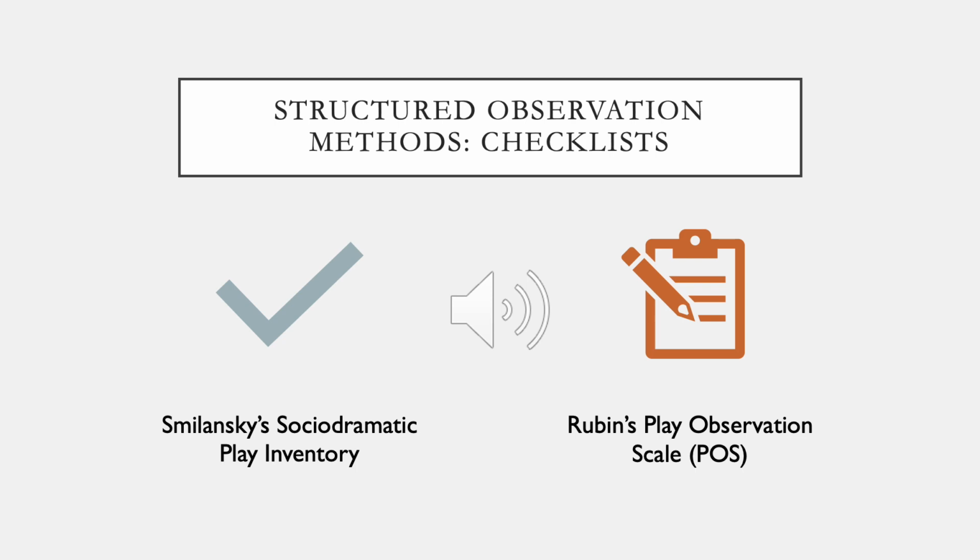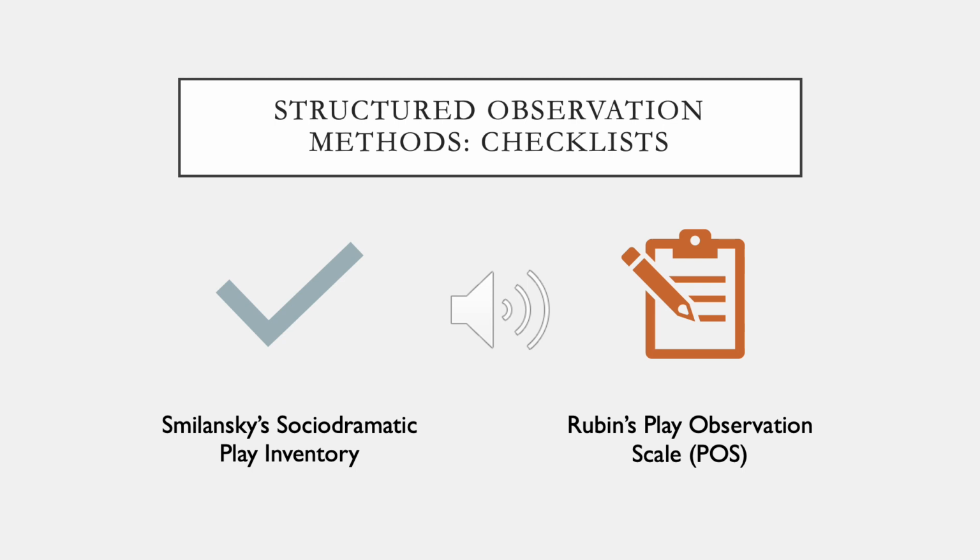But as I was saying, Smilansky's sociodramatic play inventory, which is talked about in chapter 2, looks at different forms of sociodramatic play. So imitative role play, make-believe in regard to objects, make-believe in regard to actions and situations, interactions, verbal communication, and persistence. So using these various categories can help observers to evaluate the complexity of children's sociodramatic play.